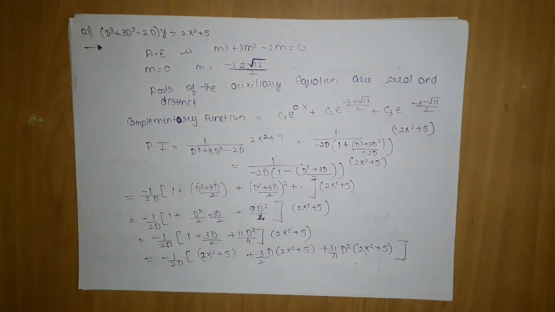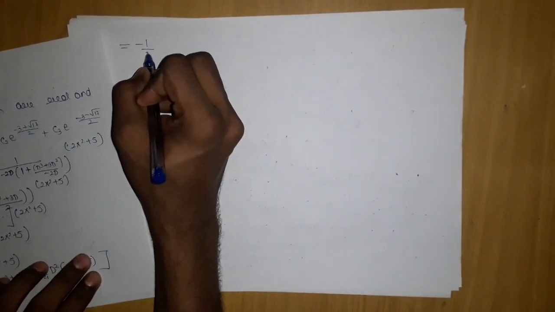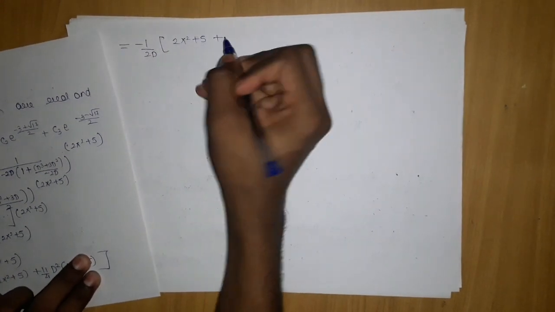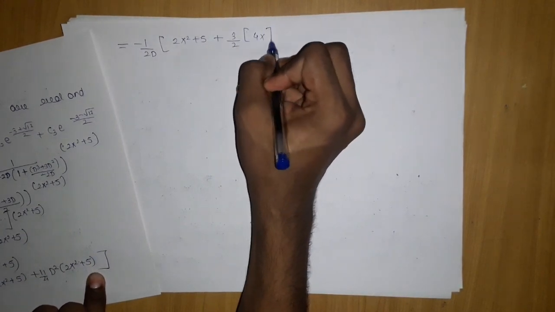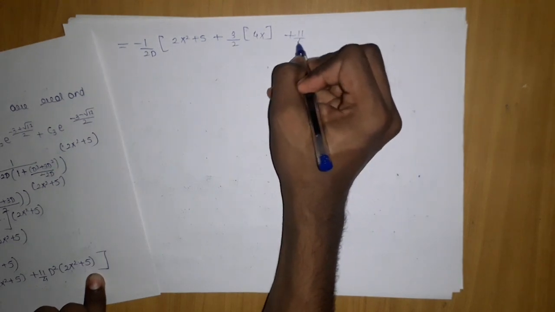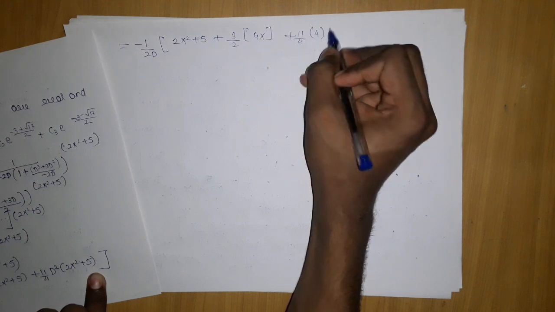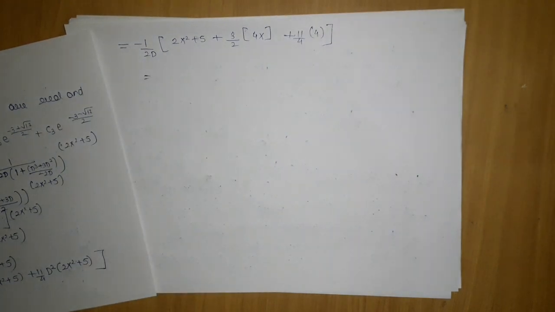After getting this, your job is to simplify them. If we try to simplify them, we are going to get minus 1 by 2D bracket 2x square plus 5 will be as it is, untouched. Here 3 by 2 will be as it is. If you differentiate this, it will become 4x, and here plus 11 by 4, you have to differentiate it twice, so it will become only 4. After this, if you multiply inside by 2, all the terms will get cancelled out, but the D square term will get stuck, so we are going to avoid that step for the timing.